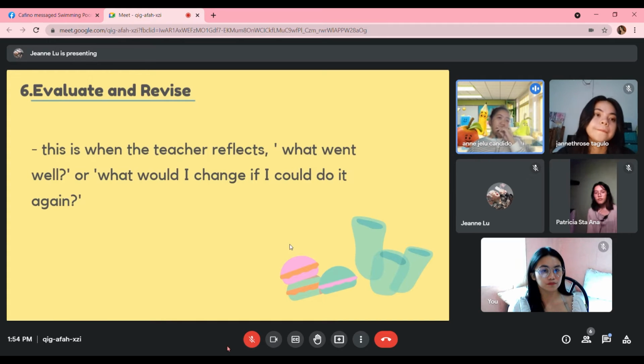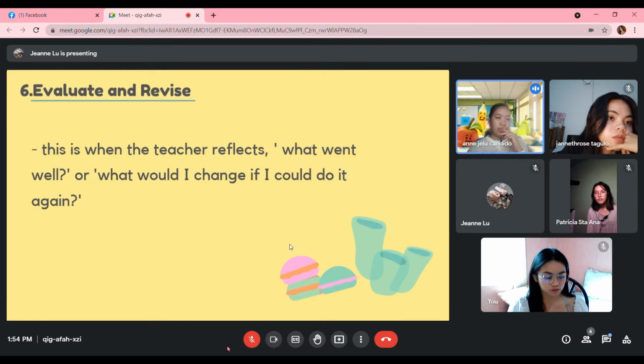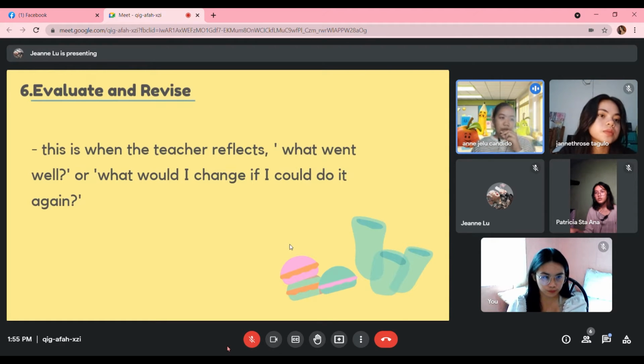Next is evaluate and revise. This is when the teacher reflects on what went well or what I would change if I could do it again. So after you've discussed and assessed your students, that is when you evaluate and revise. You should think about which students had effectively learned if you did this certain way of teaching, and which of the students have not learned if you used the same method. That is where you will revise.